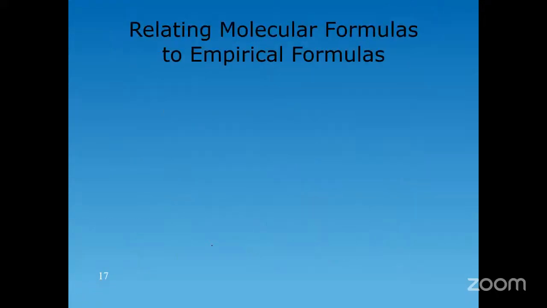So before we move on to the next question in your assignment, there's one more thing I need to talk about. Basically the examples that we looked at so far, you're given the percentage data, right? And you're asked to determine the empirical formula.